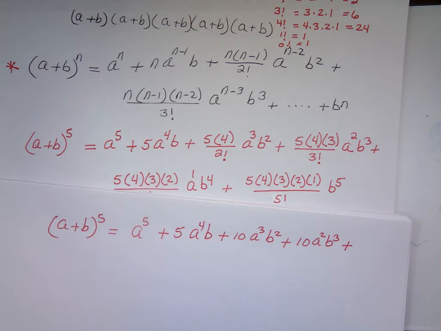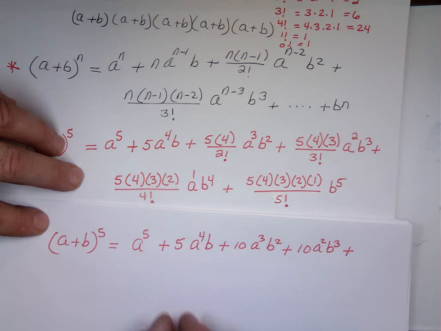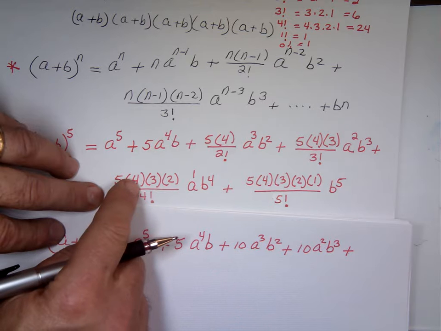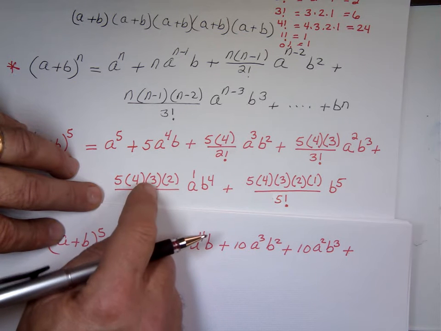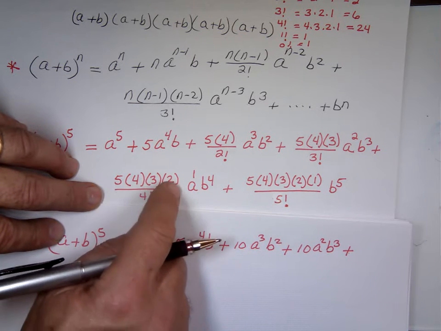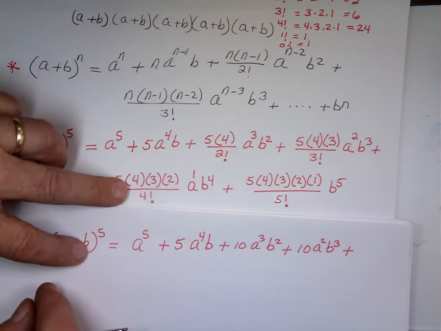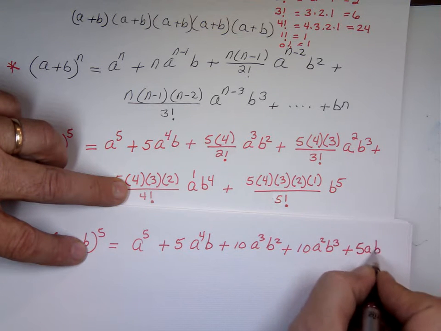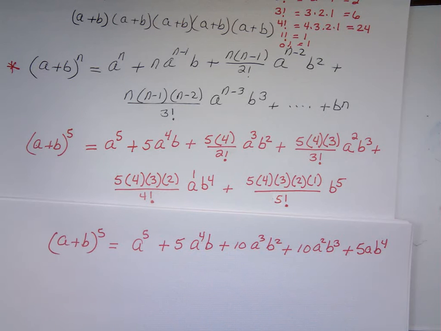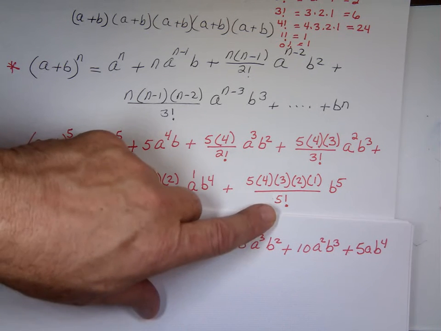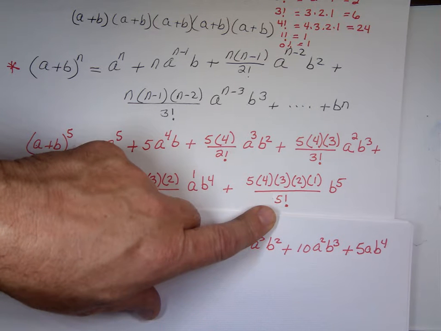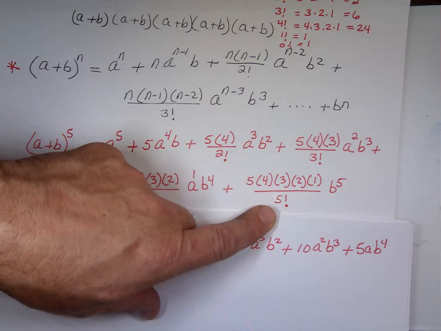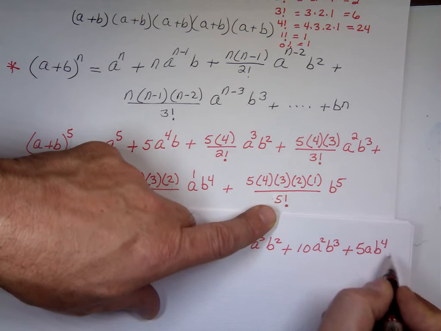Plus the next one, 5 times 4, 20 times 3, 60 times 2, 120. 4 factorial is 24. What's 120 divided by 24? That's 5 a b to the 4th. 5 factorial happens to be what? 120. So this will be a 1 here, and that's b to the 5th.